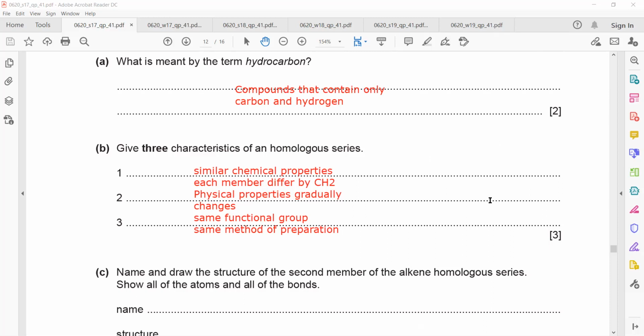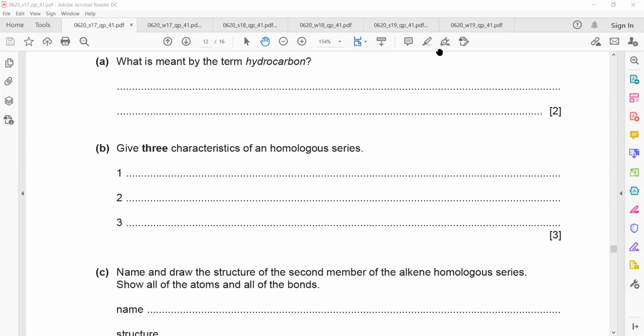And the three characteristics of homologous series that we already just discussed, so I just copy the previous answer. One more will be there. They have the same general formula, or there's a general formula for the series.